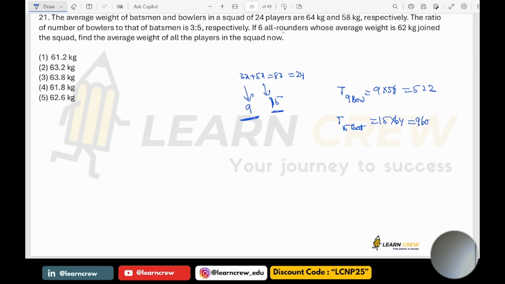And the total weight of 6 all-rounders whose average weight is 62 kg is 6 into 62, which is 372. Thereby the total weight of all players should be how much? 1854. So the answer is 1854. Right?